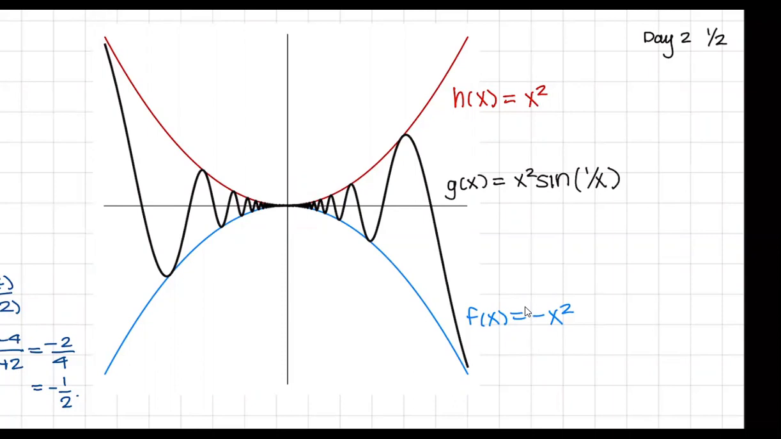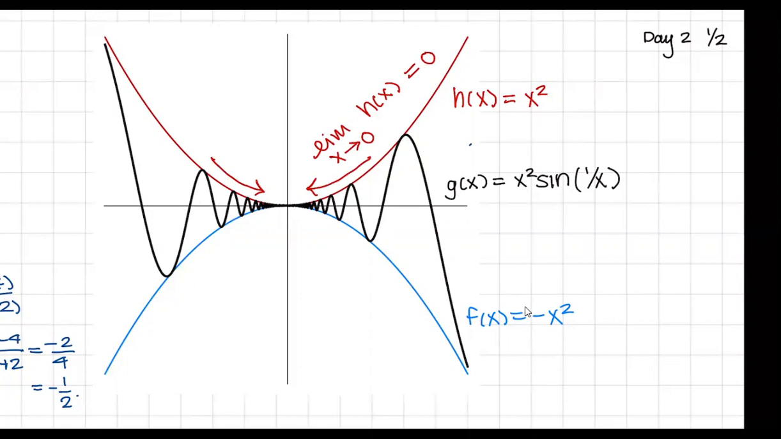Instead, we're going to use the squeeze theorem. And this says that if I've got a function on top and a function on bottom, and my black function is in between those two, and my function on top and my function on bottom both have the same limit where I'm looking, then my middle function is going to have that limit. So as I approach 0, h of x goes to the value 0. So the limit as x approaches 0 of h of x is equal to 0.